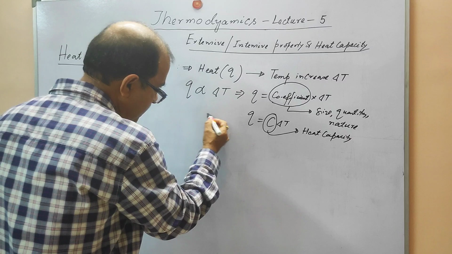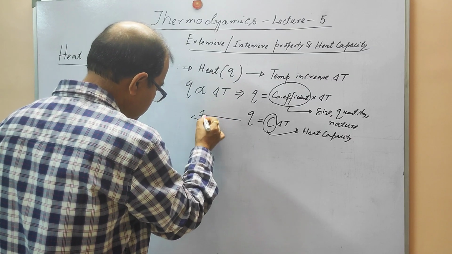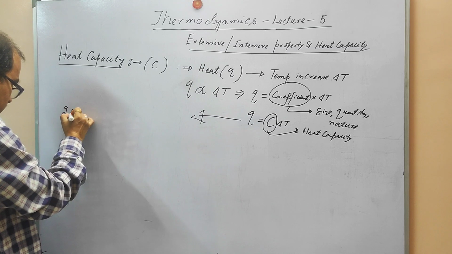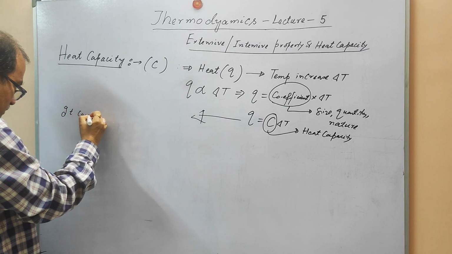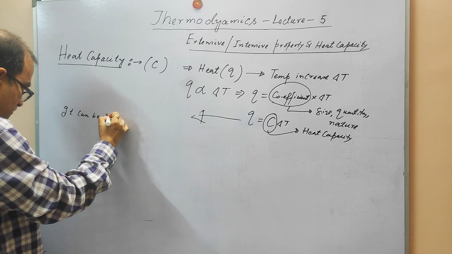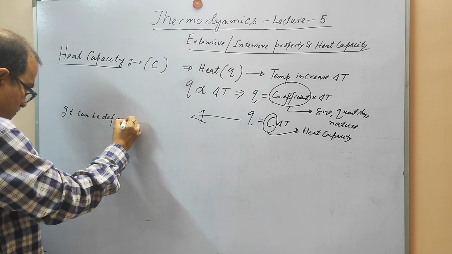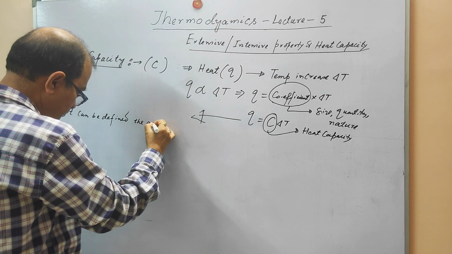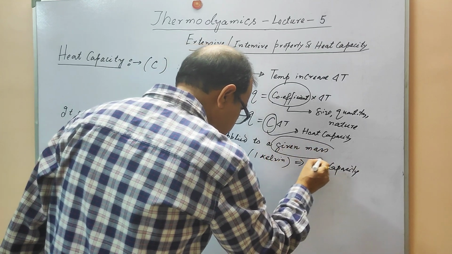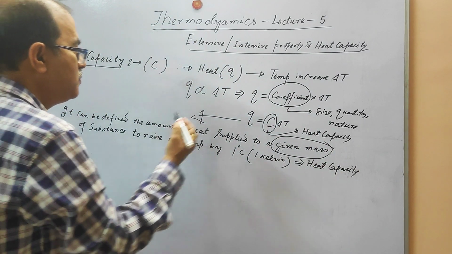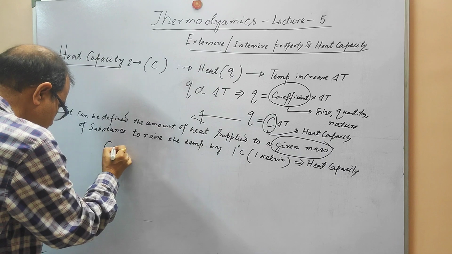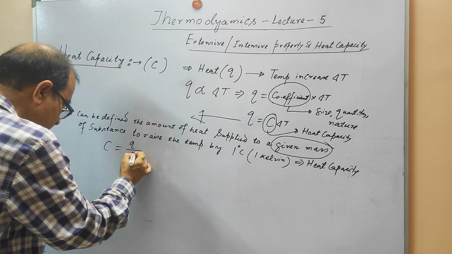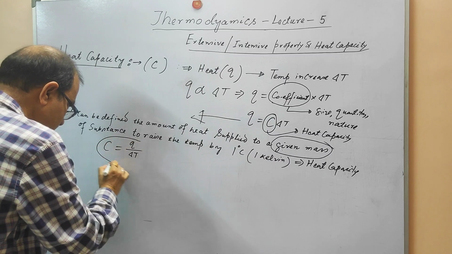So how do we define this heat capacity? Heat capacity can be defined in this way: the amount of heat for a given mass is called the heat capacity. So you write the heat capacity in this fashion. C is equal to Q by delta T. This is the heat capacity.